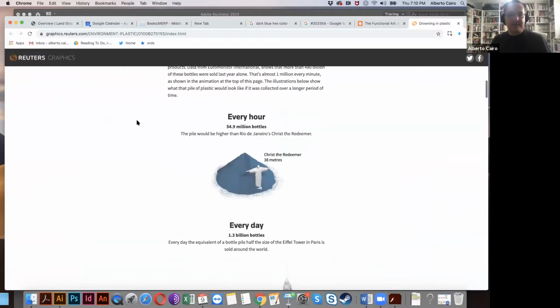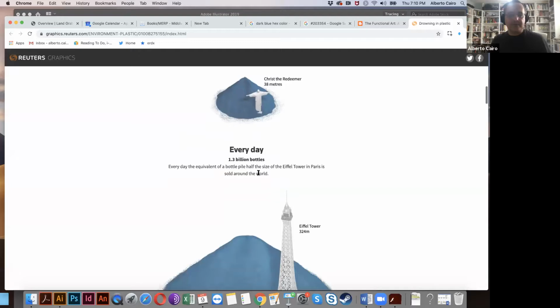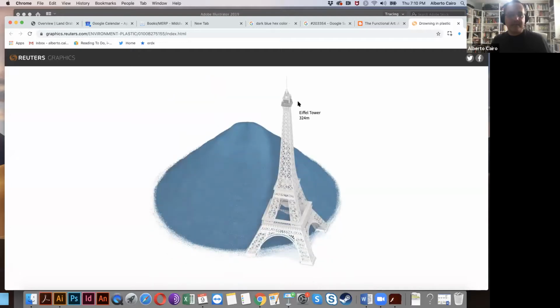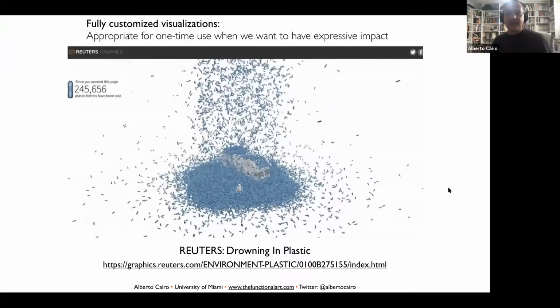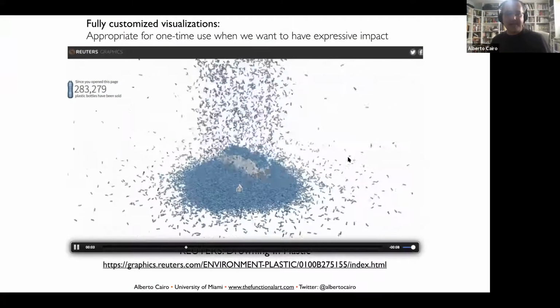And then they visualize the data also every hour. So this is the Christ the Redeemer statue in Rio de Janeiro. This is every day, the Eiffel Tower, and this is the mountain of bottles of water. And I'm going to leave it there. If you want to see the other graphics, you can just navigate this project on your own later on. And then going full circle, oh, actually I had an animation here. I didn't even realize that.